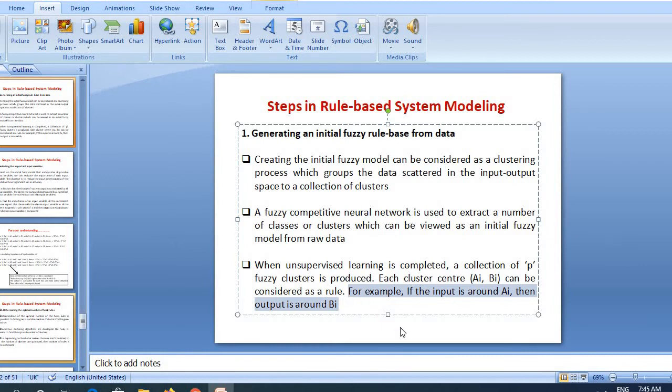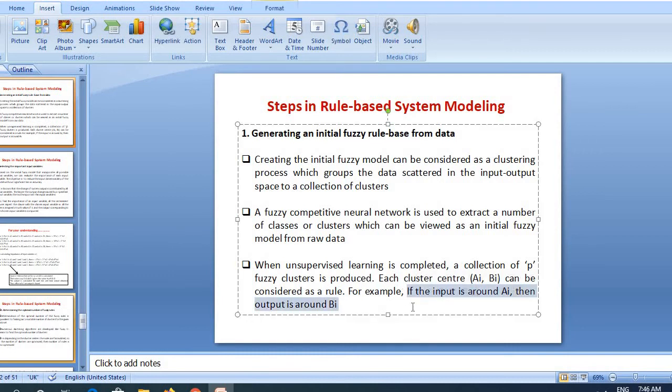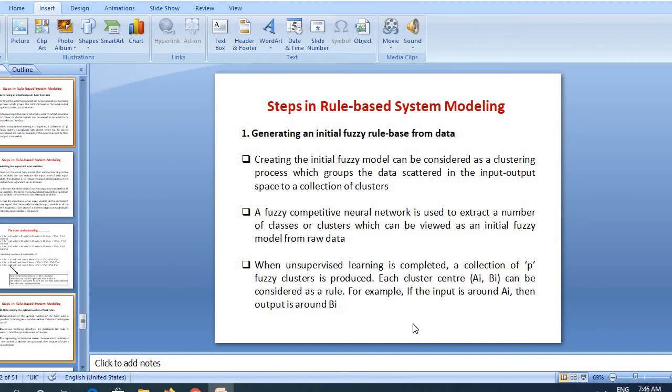So what you have to do first is obtain the data. For example, if you have input-output data or input data alone, anything will do. You cluster it using a neural network, either using a classification technique or unsupervised learning. Clustering can be used. Clusters can be formed, cluster centers can be formed, and you can create the rule from that cluster center. This is the first step.